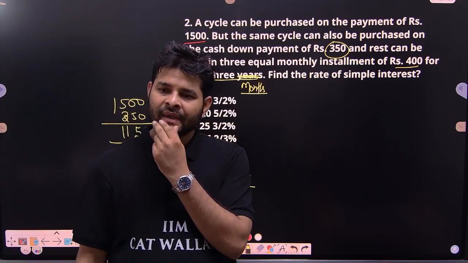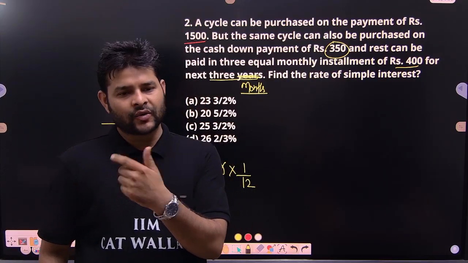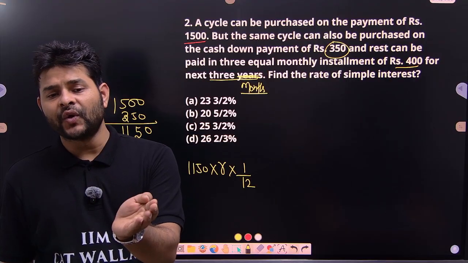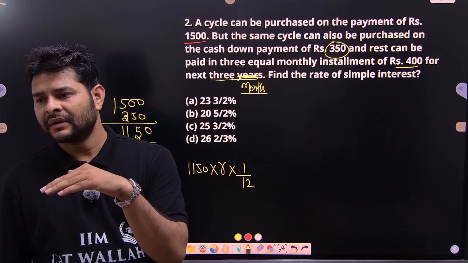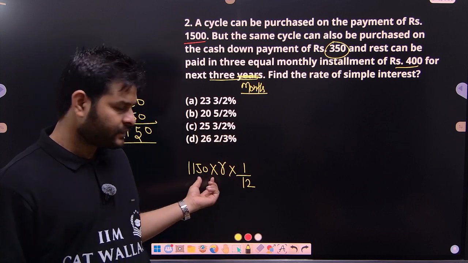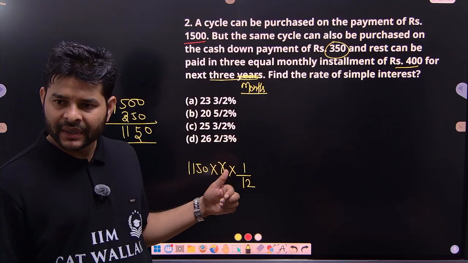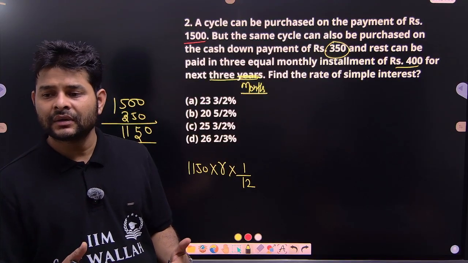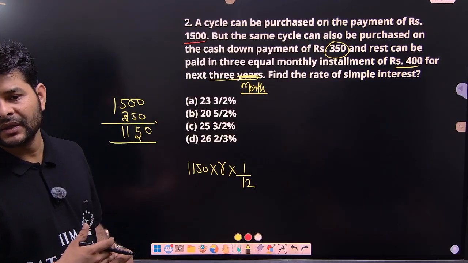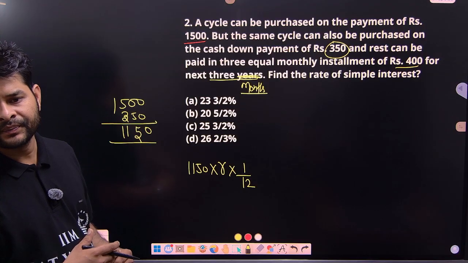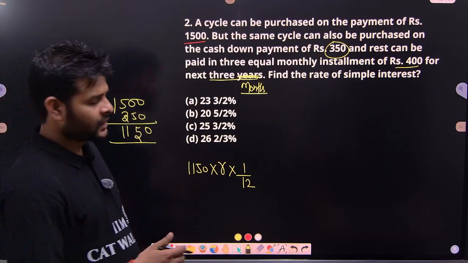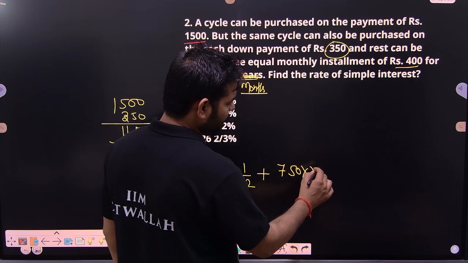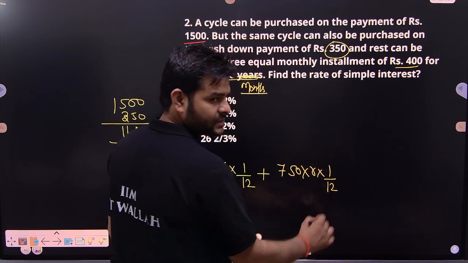Now what happens? I go and I pay 400. So the 400 is directly deducted from 1150. Now I have to pay interest on the rest of the amount. The rest amount would be 750. So now on 750 with rate of interest R, for 1 month the interest would be this one.